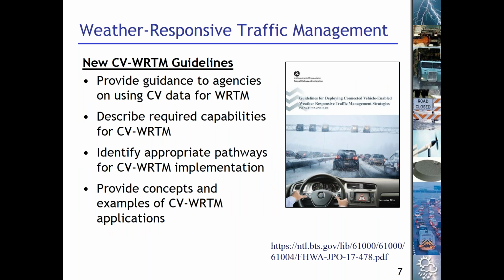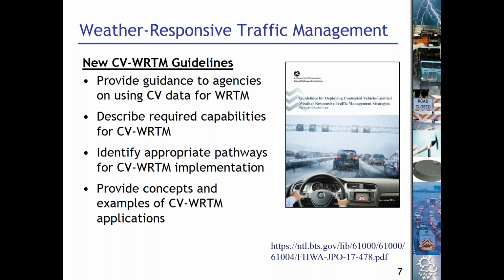So, the Connected Vehicle Enabled Weather Responsive Traffic Management Guidelines. This is a publication that came out earlier this year. Roemer was the lead for this work. And this is looking at how to tap into connected vehicles to better manage the system under adverse weather conditions. The guidelines provide guidance to agencies on using connected vehicle data, describe the required capabilities, identify appropriate pathways for implementation, and provide concepts and examples of applications. And the URL for that publication is listed here.